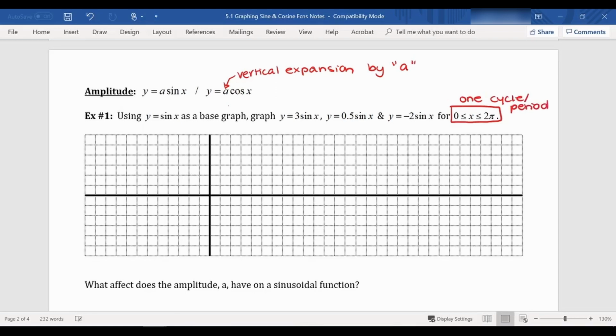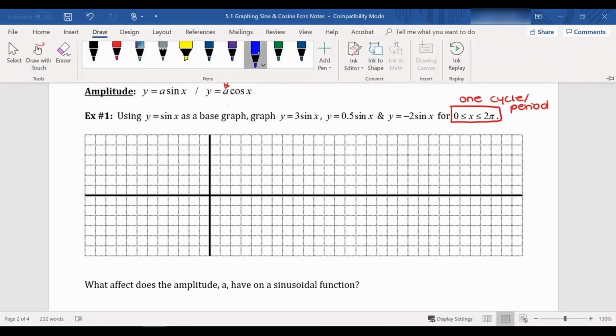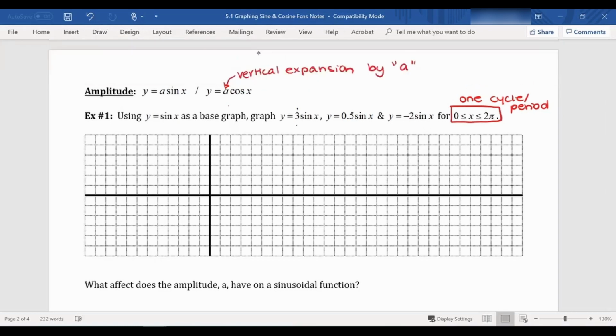Okay. We also need to think about how we're going to label our axes here. So I'm going to take a look at these before I start drawing them. So our first one, we've got a 3 in front. So this means we're going to have a vertical expansion by 3. So normally our highest point is 1. We expand that by 3. Our highest point is now going to be 3.